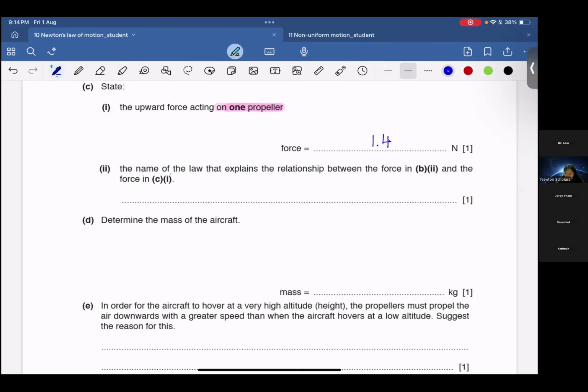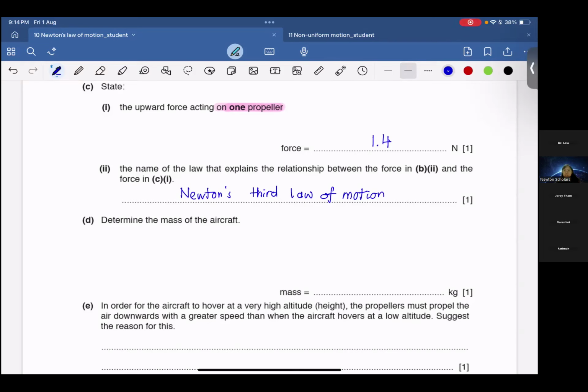Name the law that explains this, B1 and B2 and C1. What is the law you involve? Why do you say just now it was 1.4 and right now also 1.4? What is the law you use? Tell me your answer. Thank you. Newton's third law of motion. So you see, just now it was acting on the mass of A, now it is acting on the propeller.